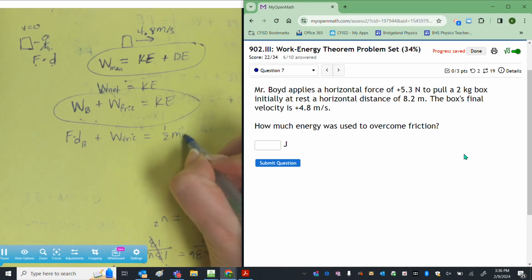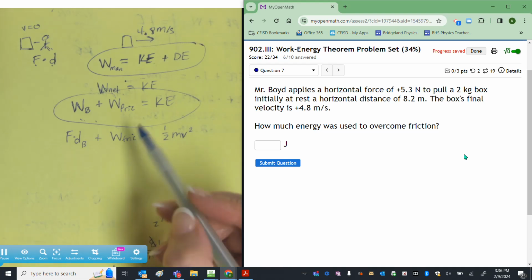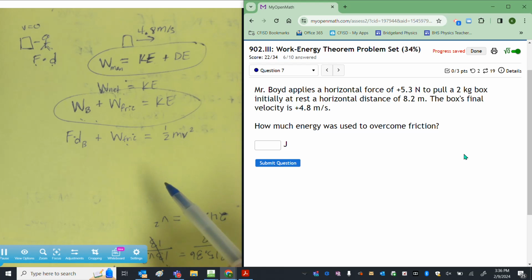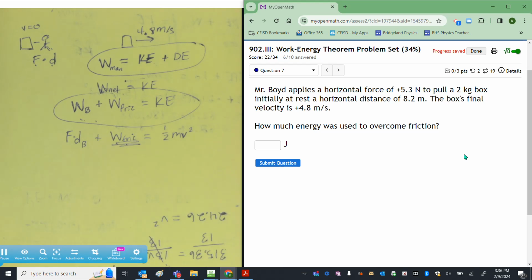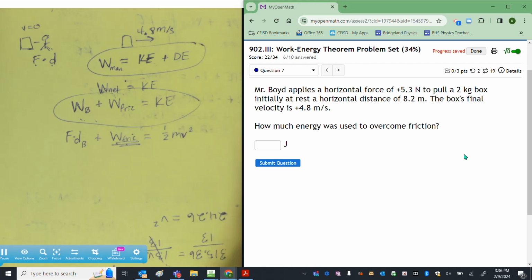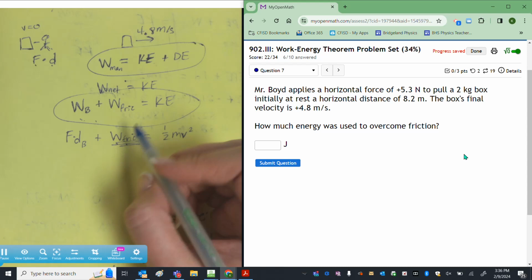Now again, the question's not asking me for the force of friction, it's not asking me for the distance or anything like that. It wants to know how much energy was used to overcome friction. So I'm not going to substitute variables in, I'm going to leave it like this. I could, if I wanted to, write change in energy due to friction, because it's the same thing. But let's go ahead and plug in some numbers.